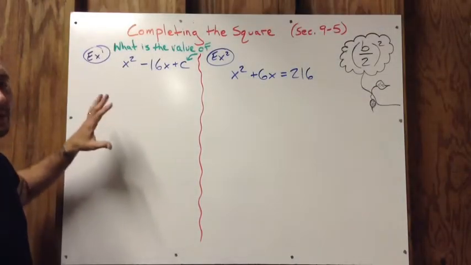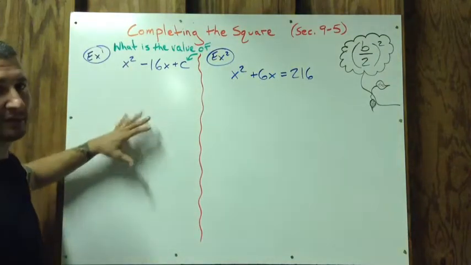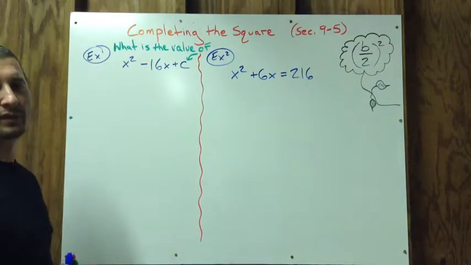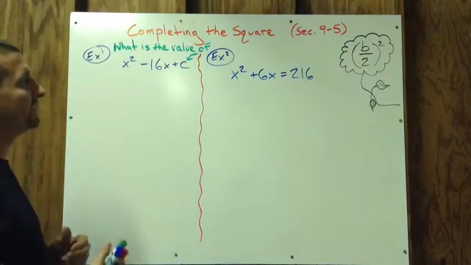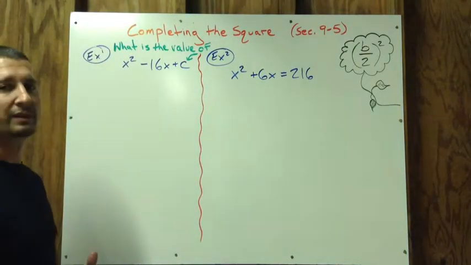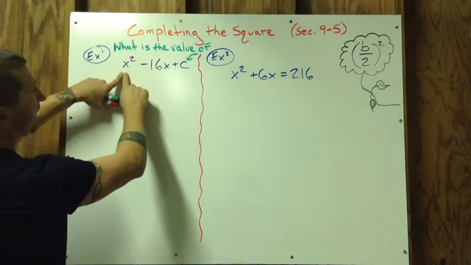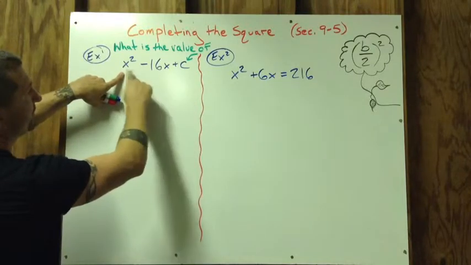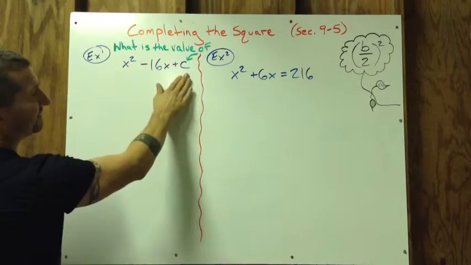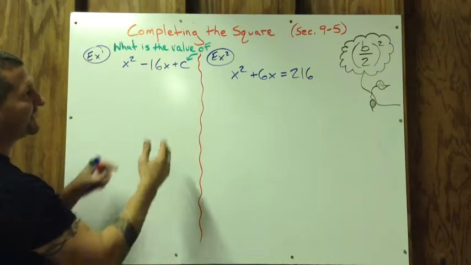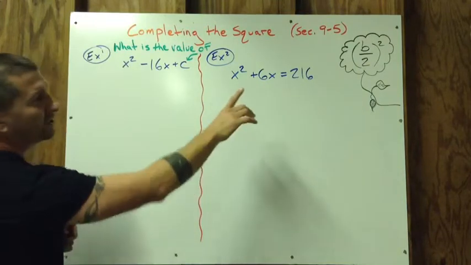Completing the square is a way that we can solve quadratic equations without having to factor them. If they're not able to be factored, or if they're not factored already, we can use this technique called completing the square, and it does deal with creating perfect squares, where we take our polynomial, in this case x squared minus 16x, and I have a value here, c, that we want to find. That's the value where we complete the square, and I'll explain to you what that means.